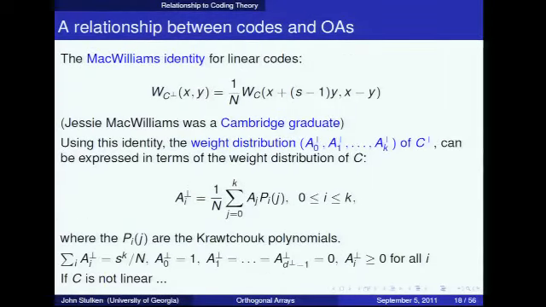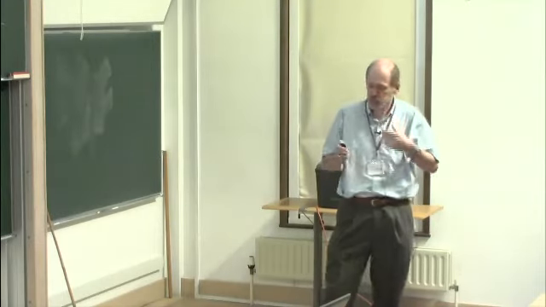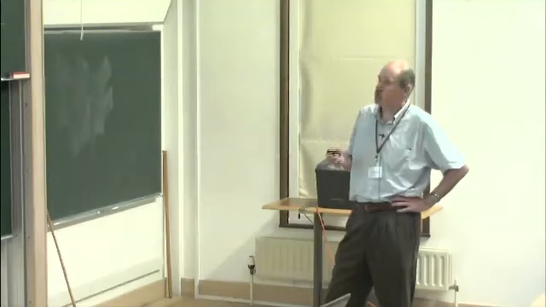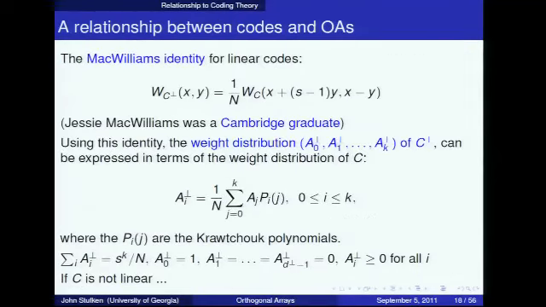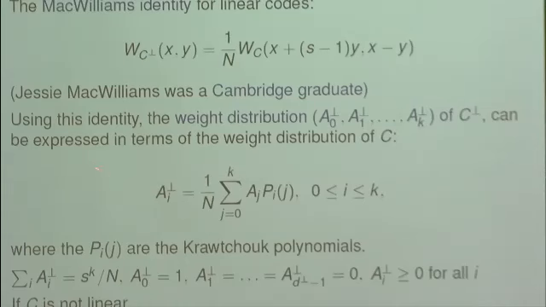But then this relationship here, I don't even have a C perp if the code is not linear. I don't even know what C perp means if my code C is not linear. Well, the punchline of this is that if C is an arbitrary code, then there is no C perp, but I can still define the AI perps by this MacWilliams identity. I can still simply define my AI perps in this way, even though there's no code corresponding to them anymore.